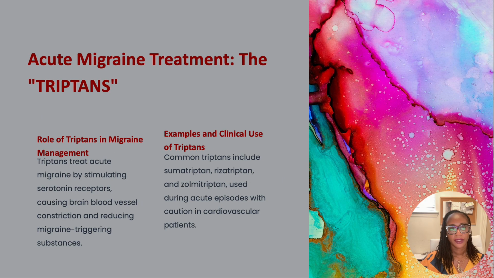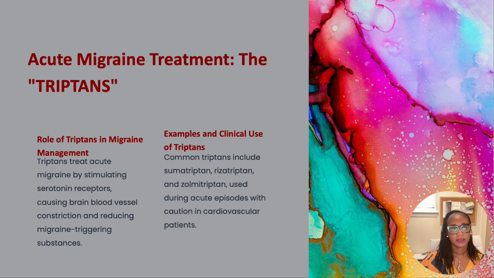So, acute migraine treatment: the triptans. The role of triptans in migraine management: triptans treat acute migraine by stimulating the serotonin receptors, causing brain blood vessel constriction and reducing migraine-triggering substances. And then, examples and clinical use of triptans.